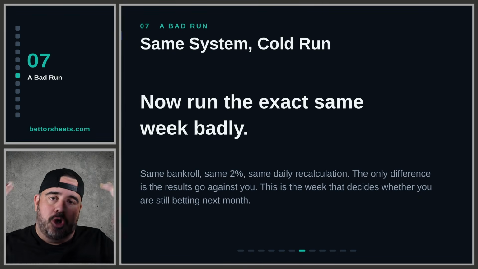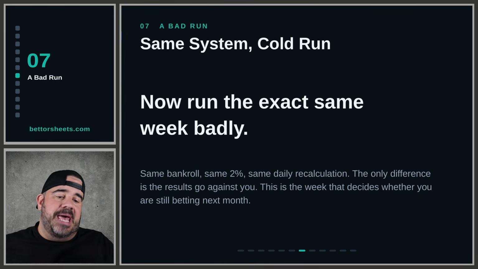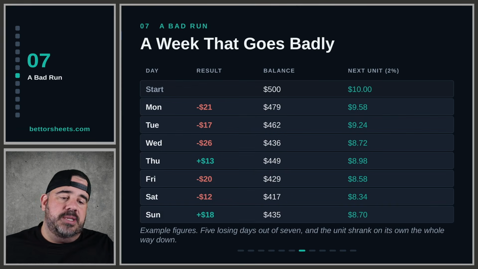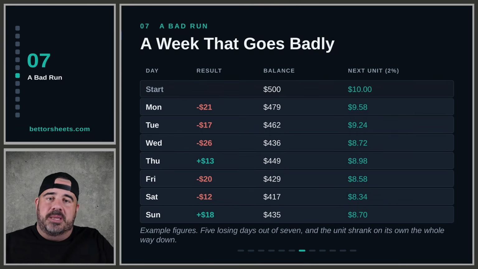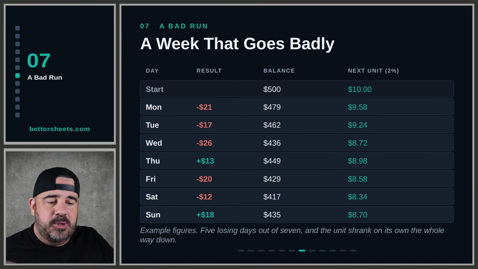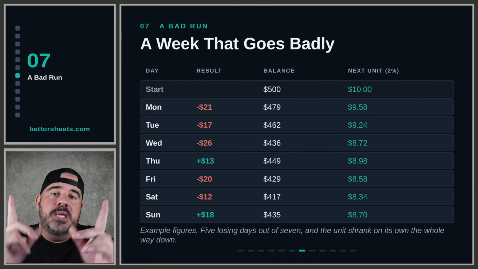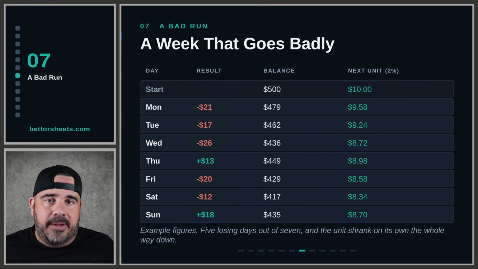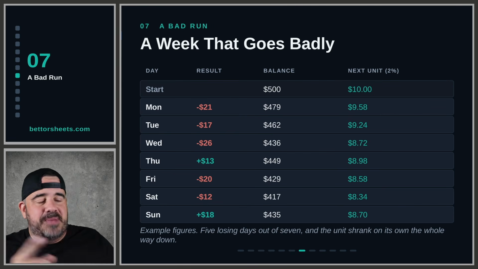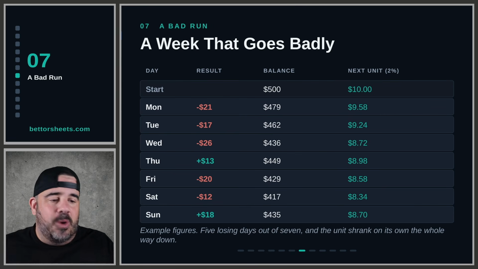Same system, but now we're on a cold run. The week goes badly. Same bankroll, same 2%, same 5. It's all the same. We look at this now. A week that goes badly, you start at $10 because you start with 500, right? Now you see what happens. You have 5 red days. Typically, if you have 5 red days, what's happening? You're going to be depositing again on Friday when you get paid, right? This method keeps that from happening. That's why I do it this way.